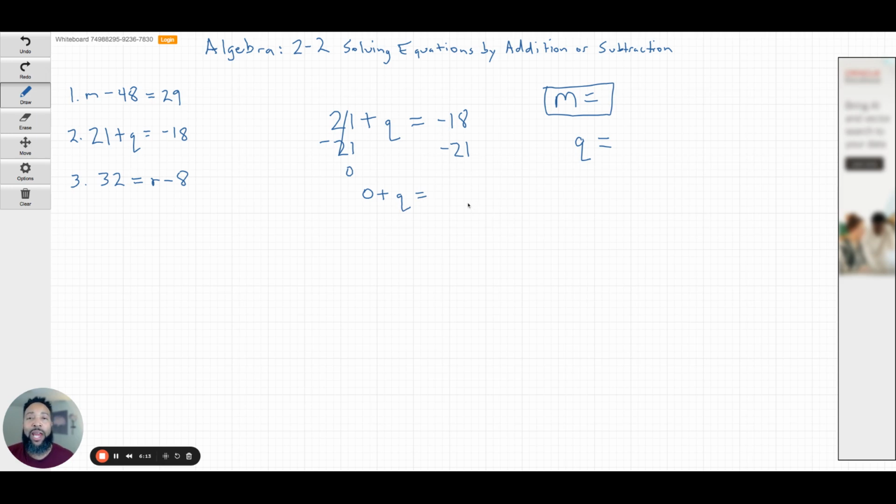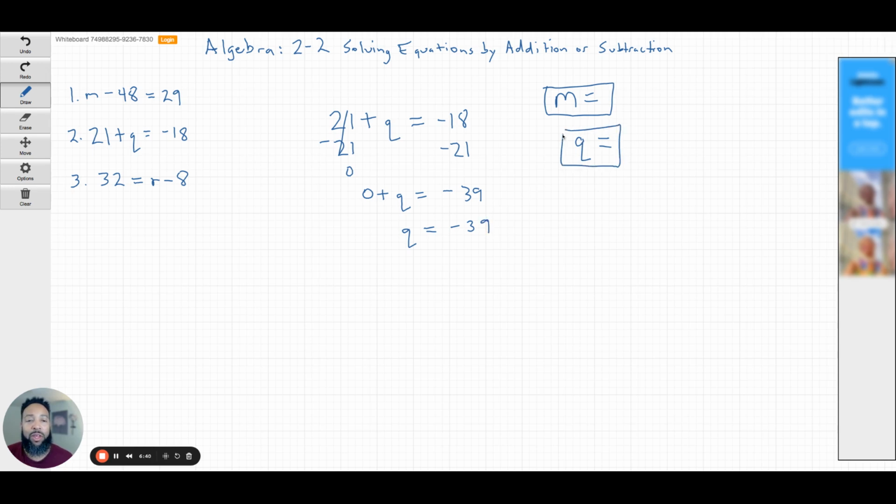So when you have two negatives that you're adding, what you do is you keep the negative sign and you add the numbers. So 18 and 21 is 39. So you have 0 plus q equals negative 39. Well, 0 plus q is just q. So we have q equals negative 39. So you see how we ended up with q equals. So that's your answer. Okay, we'll go ahead and go to the next one.